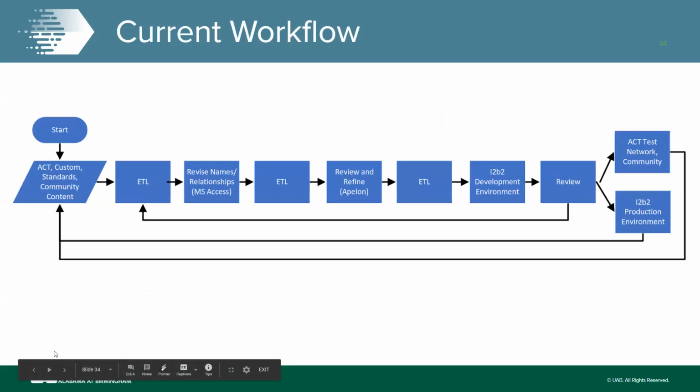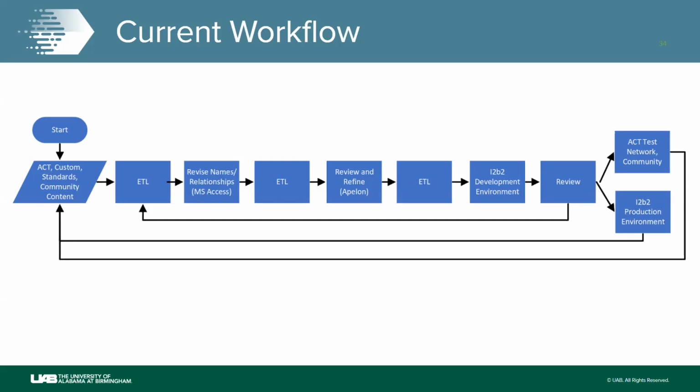This is our current workflow. We get the data from either ACT, custom content, standards, and then hopefully community input and content. There's an ETL there, extract, transform, load, into more like relational tables in which we edit the names, edit the relationships, add additional classes and things like that, merging and splitting things. And then there's another ETL in which it's loaded into a terminology editor environment. I'm currently using Epsilon DTS, but this could be any environment. And then there's another ETL from that, where our technical staff transform it into the I2B2 format.